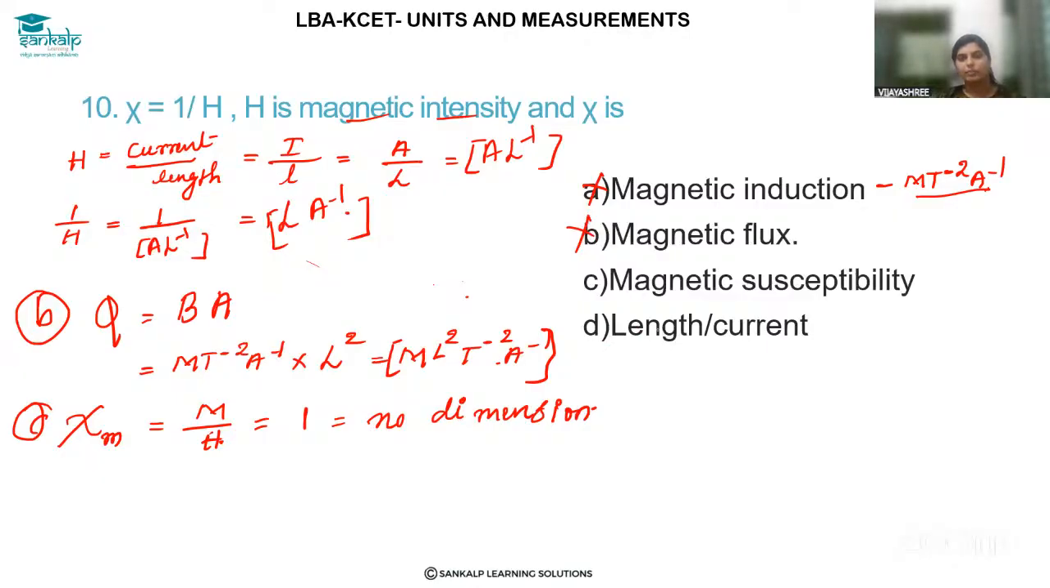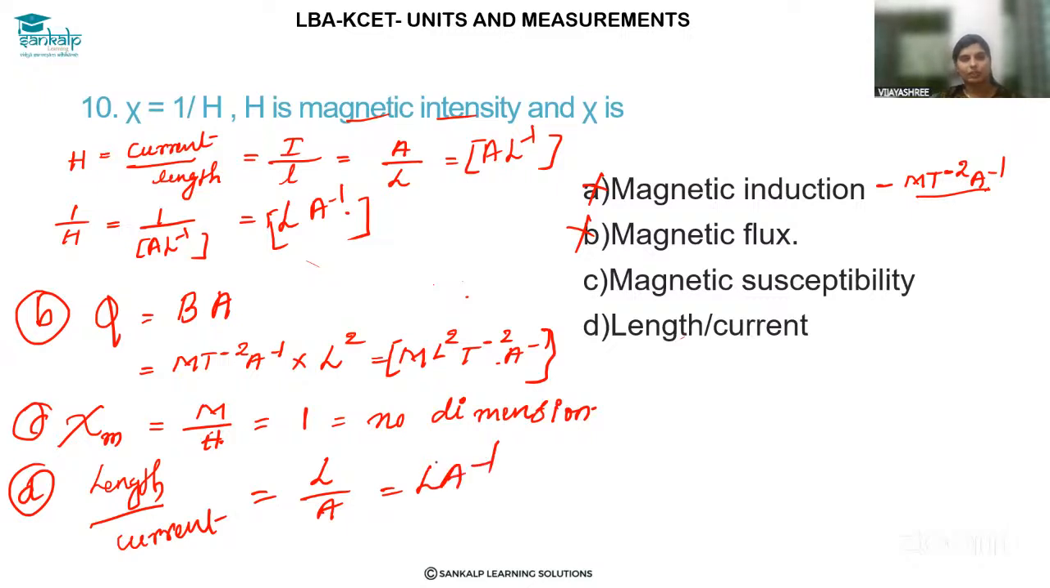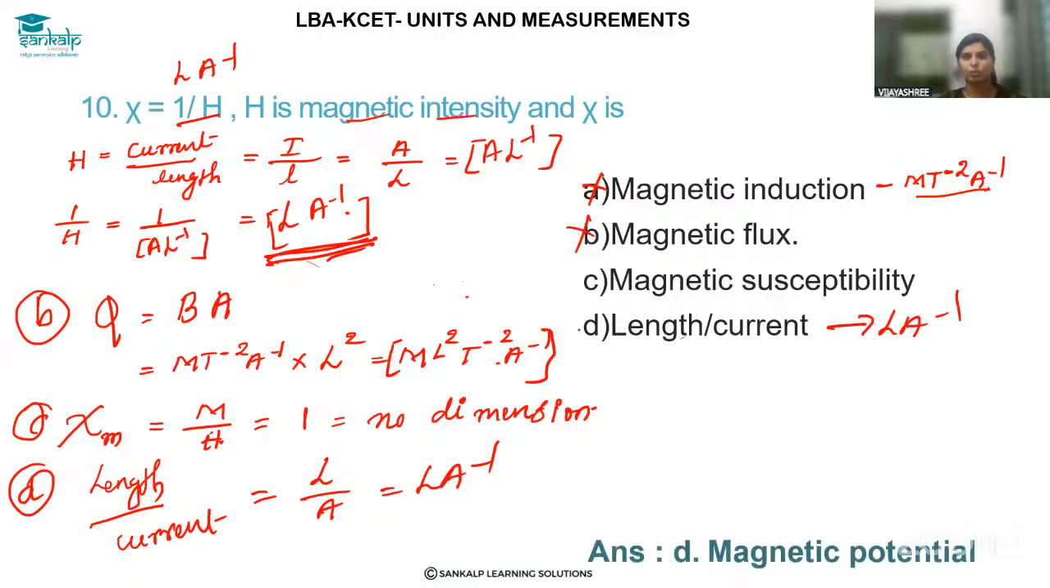Then option D is length by current. Let us look at its dimensional formula. Length is L and current is A, so it is equal to L A raised to minus 1. Does it match? 1 by H is equal to L A raised to minus 1, and length by current is also L A raised to minus 1. So the correct answer is option D.